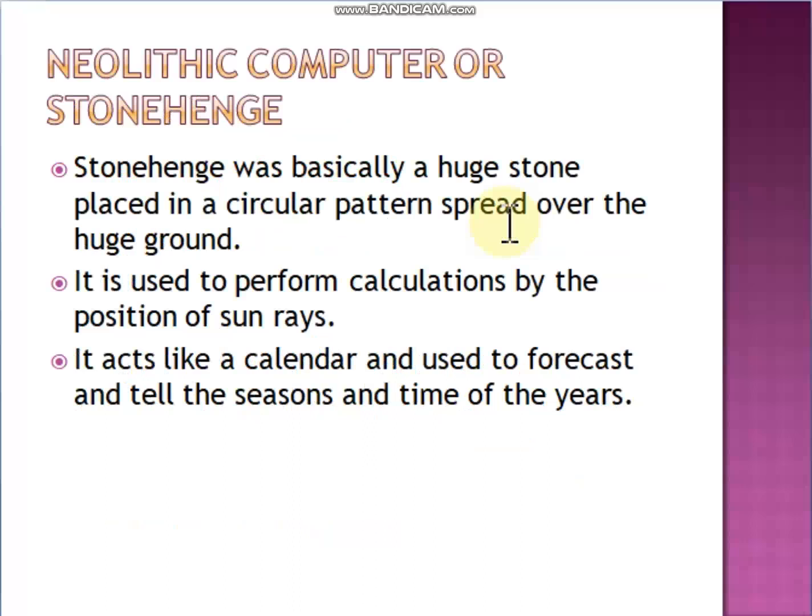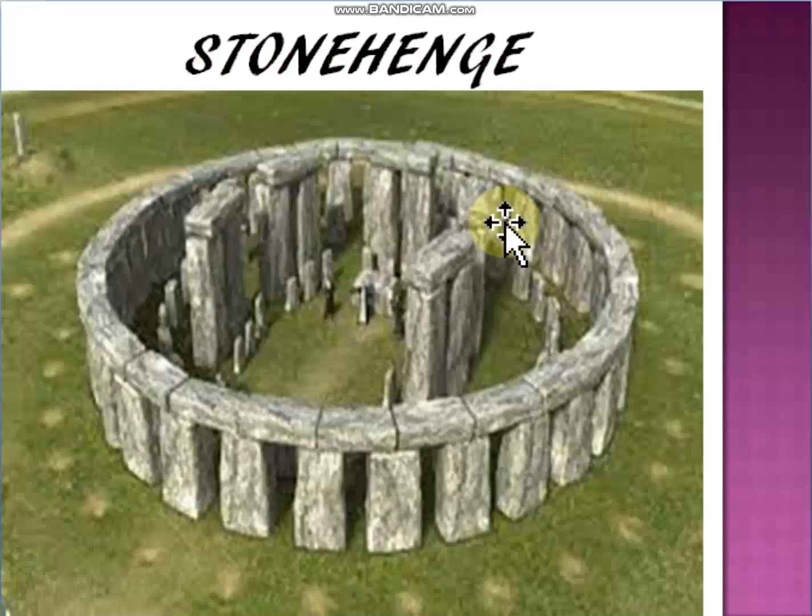You want to see the picture? Okay. This is the picture. See, does it look like a computer? No, but it was in that age. Okay, and can you see how the stones are arranged in a circular pattern, and it was used according to the position of sun rays. It was used to tell the time because there was no watch at that time, so they used to tell the time and the season of years through this particular device, you can say.